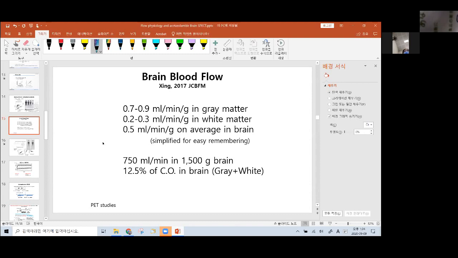Gray matter is convoluted. The white matter is intermingled. So you can just remember 0.5 milliliter per minute per gram. And the brain has a weight of 1.5 kilogram, and the entire brain has 750 milliliter per minute. And this is 12.5% of cardiac output. Now we all know that cardiac output is 5 liter per minute, so 5,000 milliliter per minute. So you can just easily calculate.